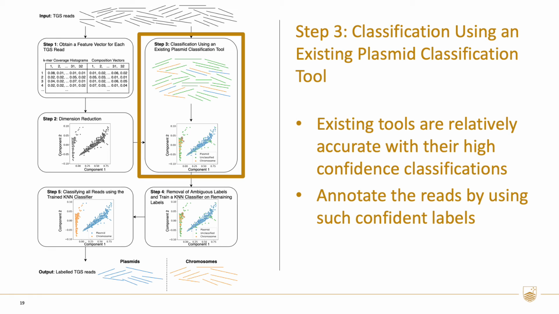In our experiments, we observed that existing plasmid detection tools can still work on a small subset of reads accurately. So we go ahead and classify the reads using an existing tool. Now we pick the most confident labels and annotate the reads accordingly. At the end of this step, we are left with a large set of unclassified reads with a small set of classified reads. Let's see how we can use the labeled reads to classify the other reads.